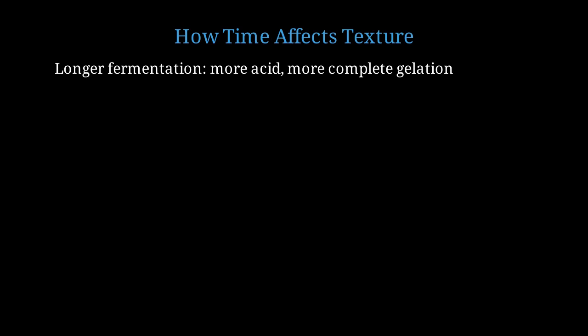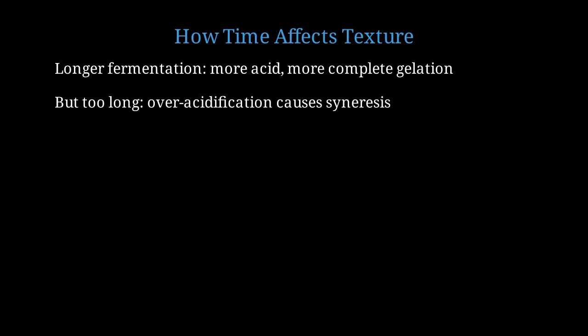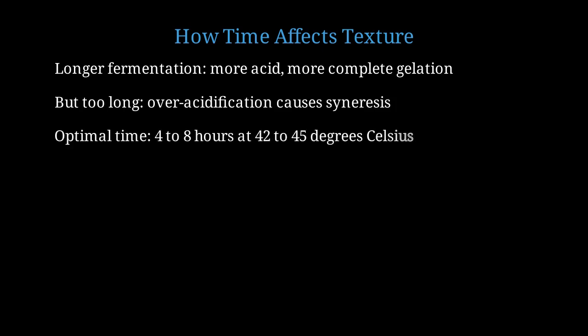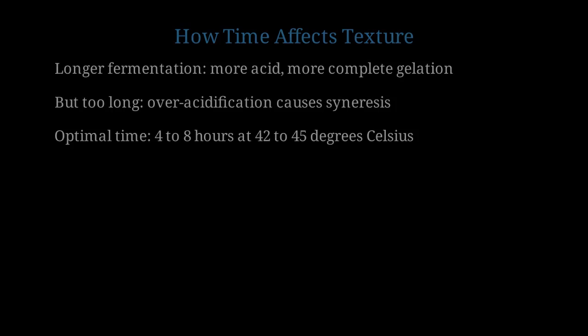This leads to more extensive protein aggregation and a firmer gel. However, if fermentation goes too long, excessive acidification occurs. This causes syneresis, where the gel contracts and squeezes out whey. You see this as liquid separating from yogurt. For yogurt, optimal fermentation is typically 4 to 8 hours at 42 to 45 degrees Celsius. This balances acid production with gel formation.